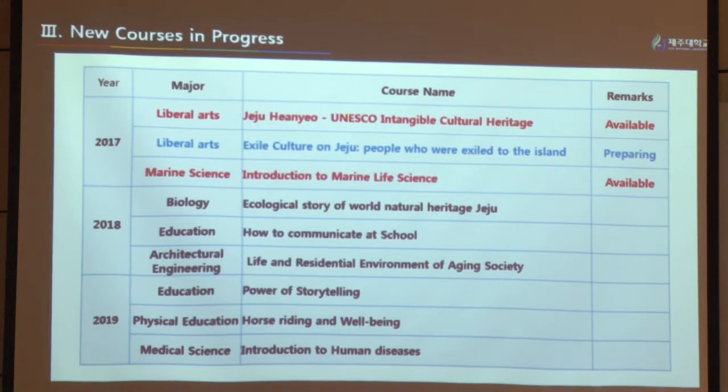These are the MOOC courses we are thinking to develop now. Currently, we have 25 courses, but except for the 25 courses, we are thinking to develop these MOOC classes. As you can see, some of the topics are pretty much specialized in the Jeju area. The title of two courses is Jeju Haenya. Haenya means the woman divers in the island. So we are thinking to develop more courses about Jeju Haenya, because Haenya is one of the cultural heritages designated by UNESCO. So there will be more courses about Haenya. And also we are thinking to provide some courses about exile culture on Jeju. And then the rest of them are the potential courses we are thinking to design.